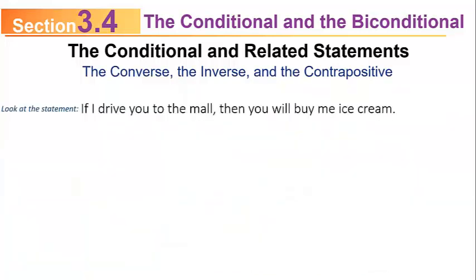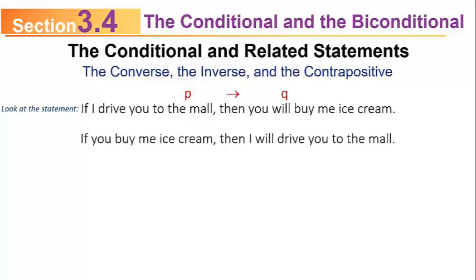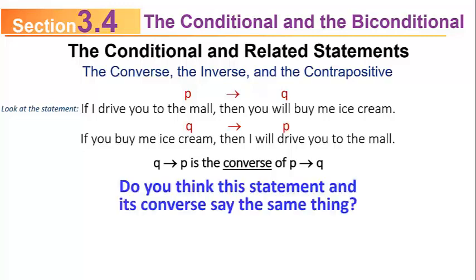Look at the statement, if I drive you to the mall, then you will buy me ice cream. I drive you to the mall is the P, you will buy me ice cream is the Q. This is a conditional of the form P implies Q. How about, if you buy me ice cream, then I will drive you to the mall? Notice that you switched the P and the Q. Q implies P, then, is the converse of the original statement, P implies Q. Do you think this statement and the converse say the same thing?